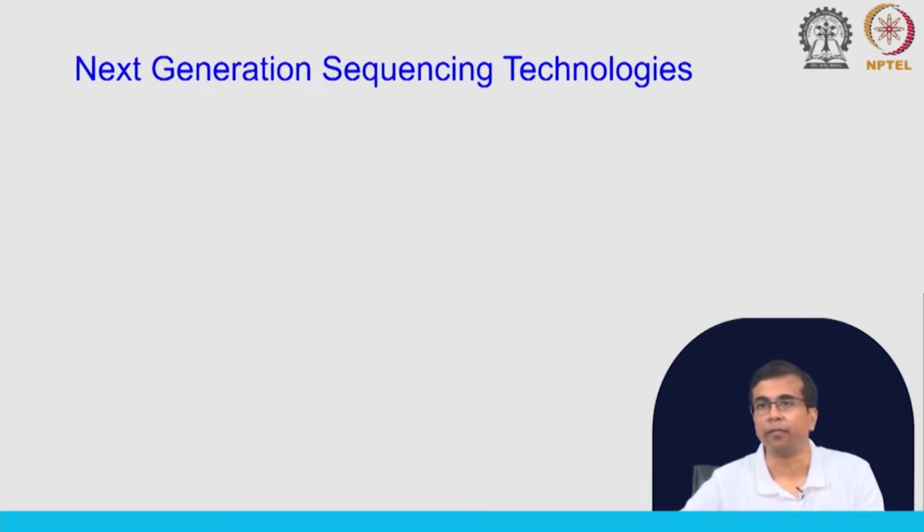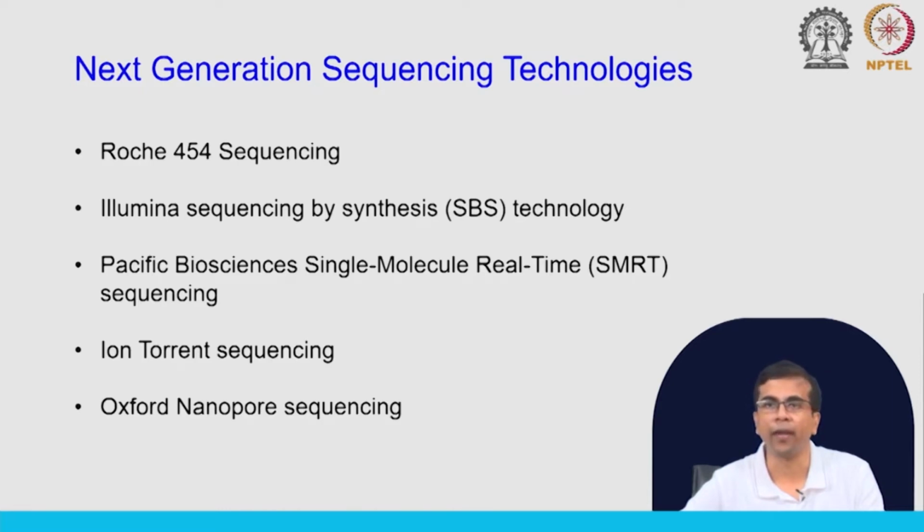There are several next generation sequencing technologies available, and these are some of them. The first one is Roche 454 sequencing, then we have Illumina sequencing by synthesis technology, single molecule real time sequencing from Pacific Biosciences, Ion Torrent sequencing, and finally, Oxford Nanopore sequencing. Roche 454 sequencing is currently not available. So, if you want to do high throughput sequencing, you cannot use the 454 platform; you will have to use any of the other 4 which are available today.